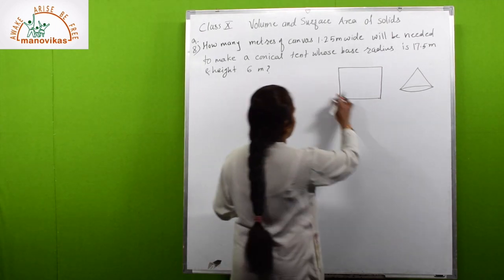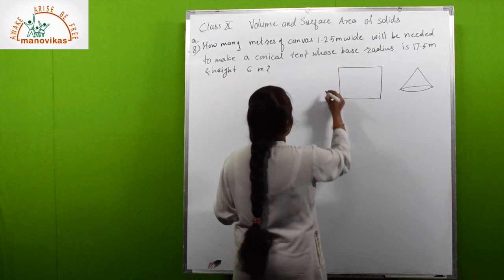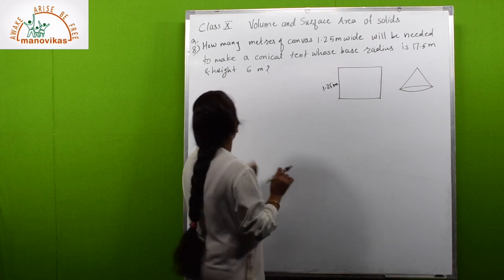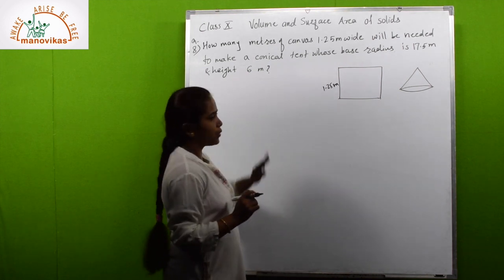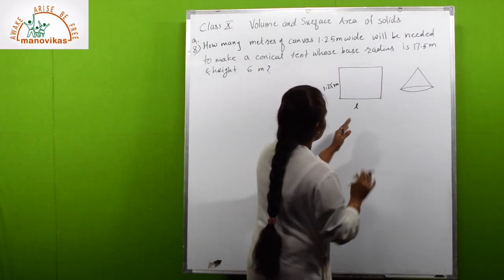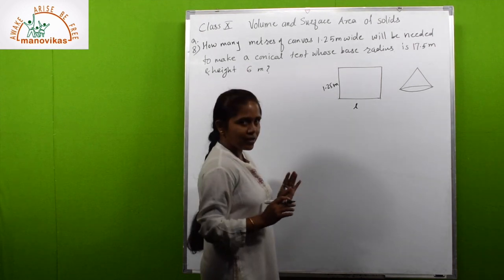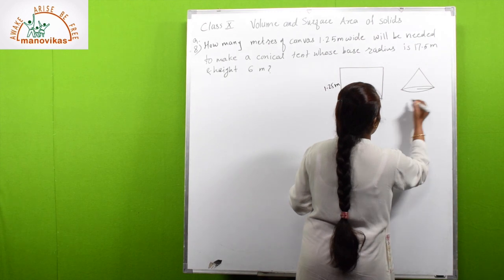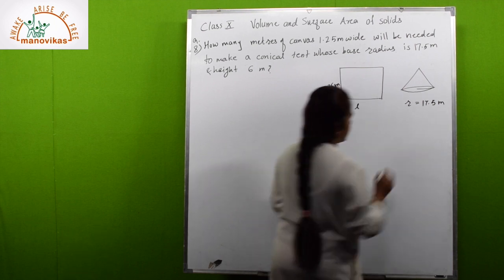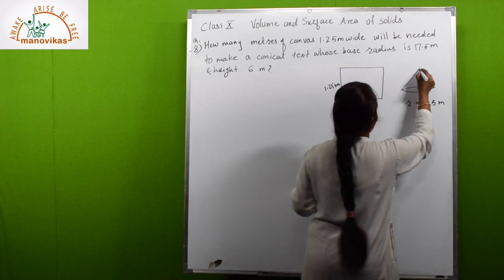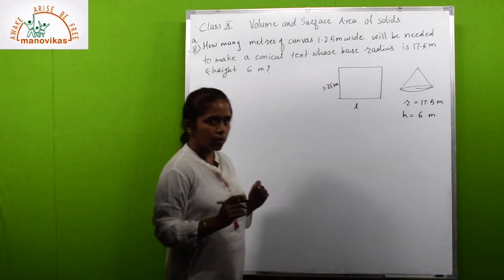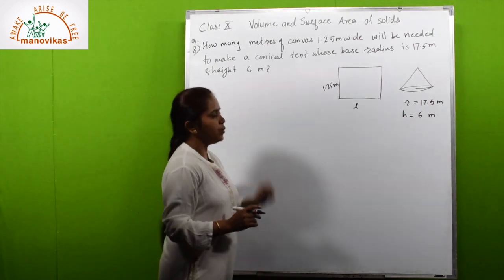So suppose this is a rectangular part which is canvas, width is given 1.25 meter. So we have to find how many meters of canvas, means we have to find the length of the canvas L. Okay. Now using this canvas, the conical tent is made with base radius, so R value is 17.5 meters and height is 6 meter. So H will be 6 meter. Okay. Now we have to find the length of the canvas.